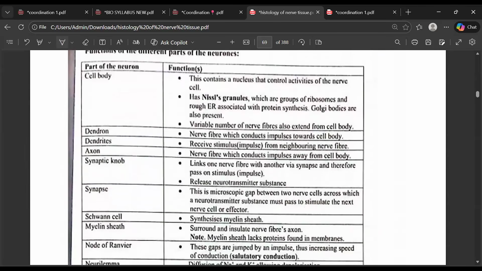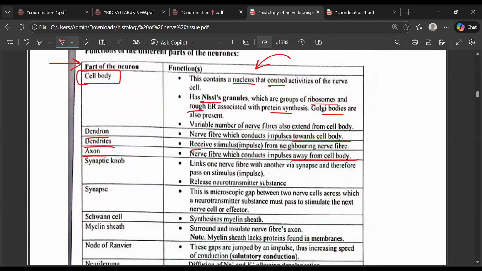Then the functions, you all know. So this side we are going to have the part, and this side the function. The cell body has the nucleus that controls. Nissl granules, we agreed, are ribosomes, rough ER, protein synthesis, and Golgi body for modification. Dendron, we agreed it is towards the cell body. Axon is away from the cell body. The dendrites just receive. Synaptic knob, we agreed they are all to do with the synapse.